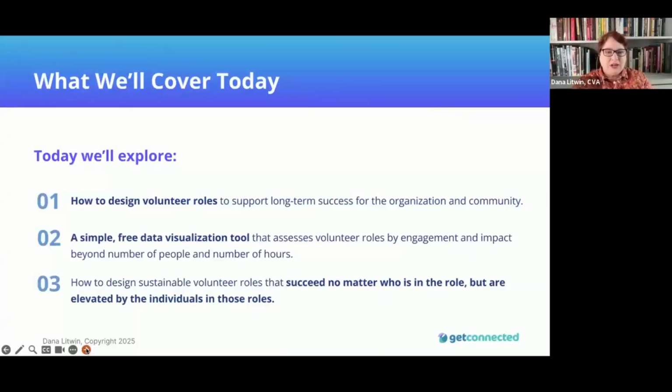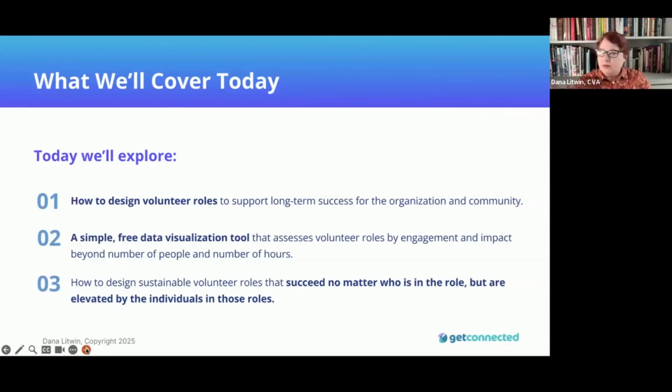And today we're going to jump right in. It's really about how to design volunteer roles to support the long-term success of the organization. That's always the center goal: how are we helping the organization, how are we helping the community in that work and mission impact.